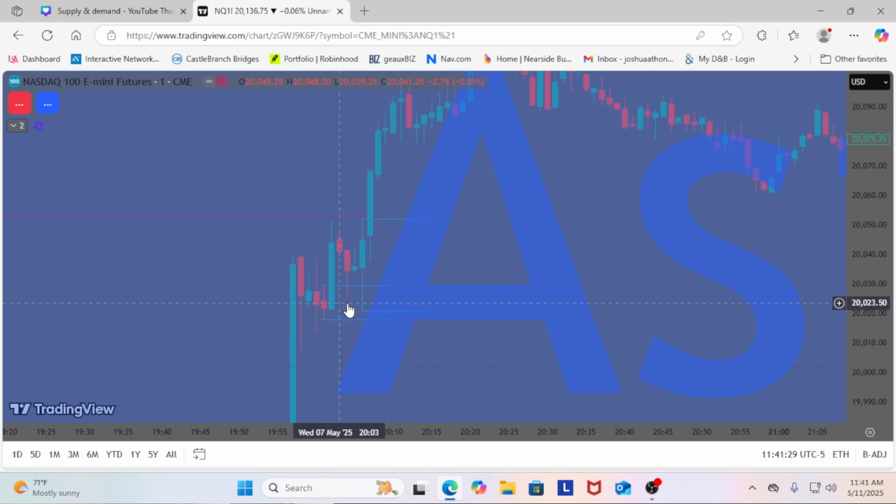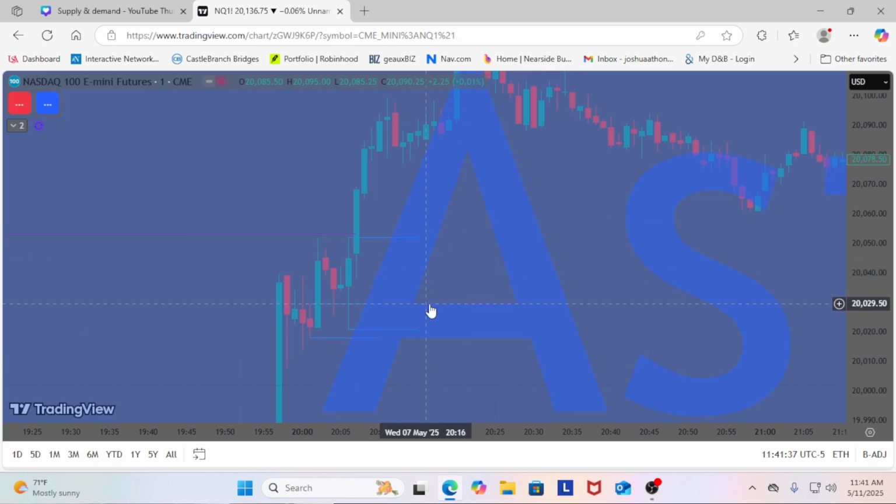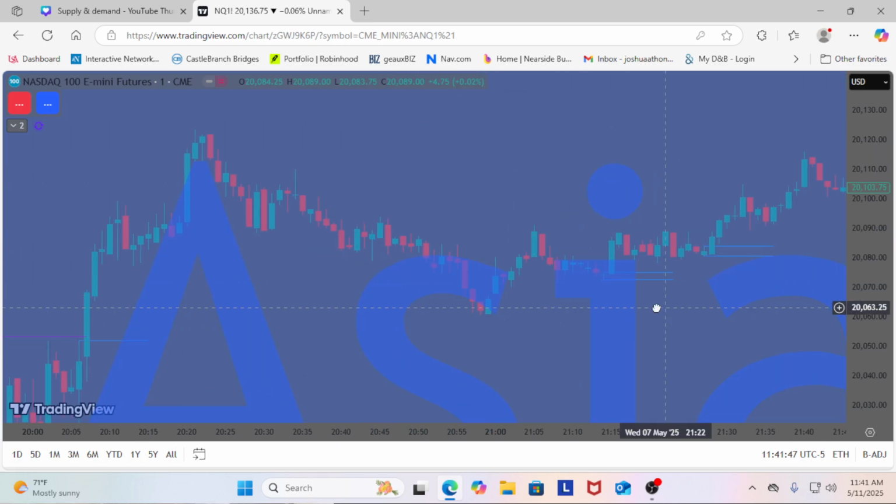Same thing here. We have a demand print. We would take that long. I would take my 20 points and maybe even 30 points. It just depends on how well I trailed it. Did I get too close to the price action where it stopped me out in a profit, or did I kind of leave it back a little bit to let it run up?